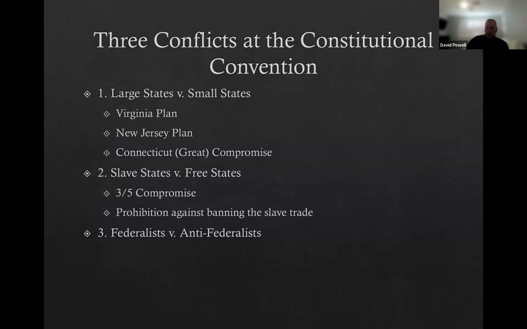The third area of conflict at the convention we've already talked about, and that's the conflict between Federalists like James Madison and Alexander Hamilton and anti-Federalists such as Sherman and others. Federalists believed in a stronger national government. Anti-Federalists believed in stronger state governments, and they wanted state governments to remain as sovereign as possible. As we go through our discussion of the Constitution in the second half of class, we will go through the examples of how the ideas of the Federalists made it in the Constitution and how some of the ideas of the Anti-Federalists made it into the Constitution as well.